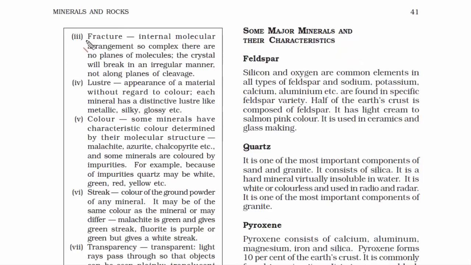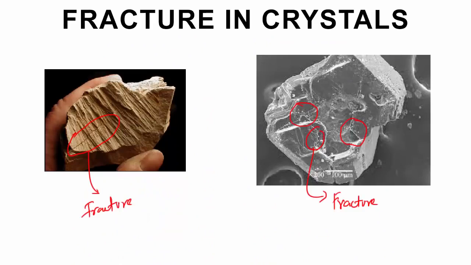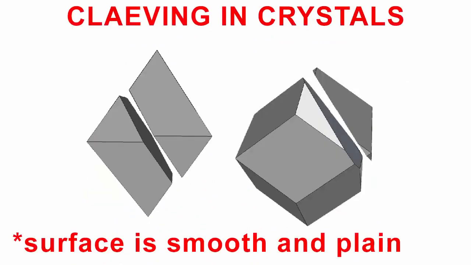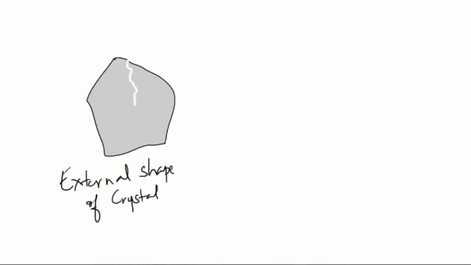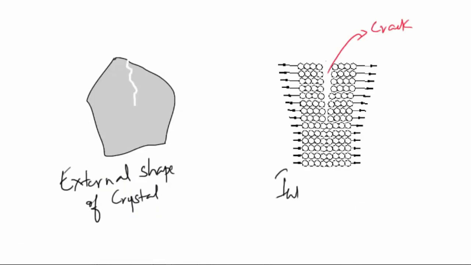The third property is fracture. Now, fracture and cleaving are almost the same, but the only difference is cleaving happens at a plane area of a crystal and fracture takes place in a non-plane area. Cleaving is a fine crack that is smooth and almost perfect, but a fracture is not a smooth one. It is rough and not uniform. Again, fracture also happens because of structural weakness, meaning the internal molecular arrangement of that particular area of the crystal is weak, and that causes a crack.